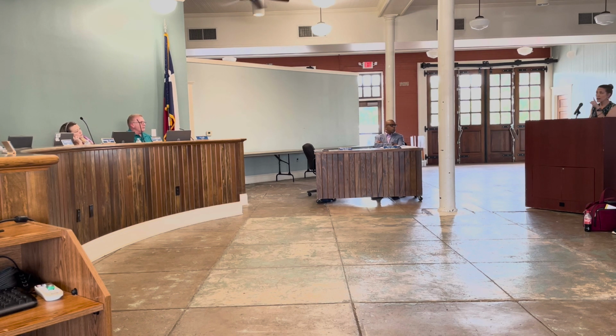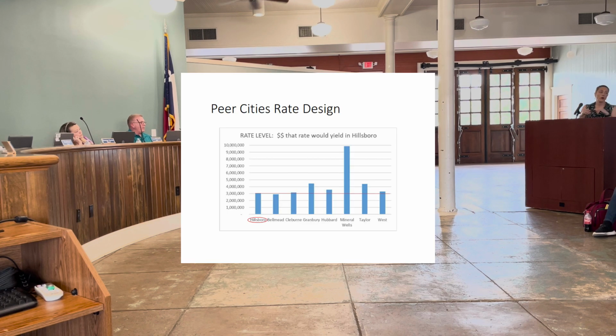Doing that, this is the level of revenue that we would get if we were using the other cities' water rates compared to our revenue level. And so you will see the red line is where we are. We are bringing in about the same, or our rates we bring in about the same as the rates of Belle-Meade. Cleburne and West is higher than us, but not by a whole bunch. Considerably higher than us are Granbury, Taylor, Hubbard even quite a bit more, and Mineral Wells, and we'll talk about Mineral Wells in a minute.